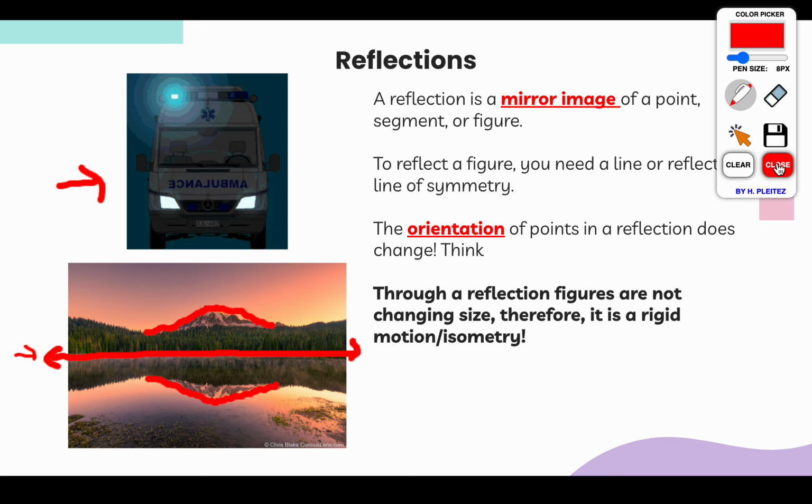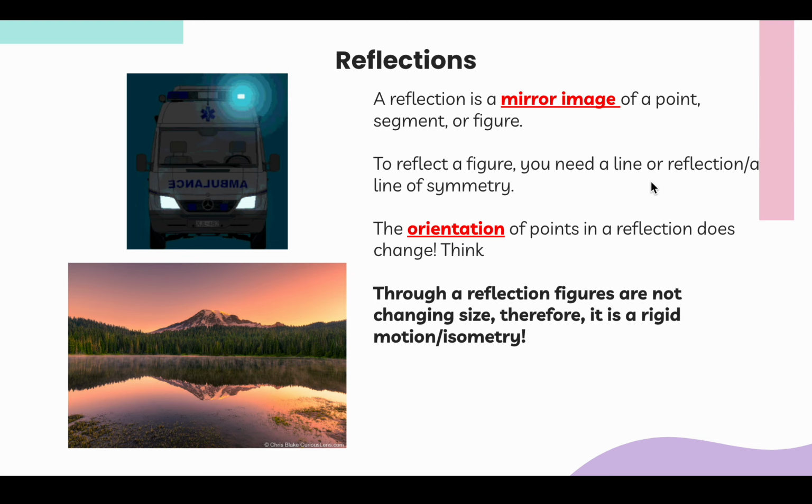Now, what doesn't change is size and shape. So the Regents loves to talk about rigid motions and isometries. And when you have a mirror image, it's exactly that. It's a perfect mirror image. So the size of our segment or figures is not going to change, which makes a reflection a rigid motion.